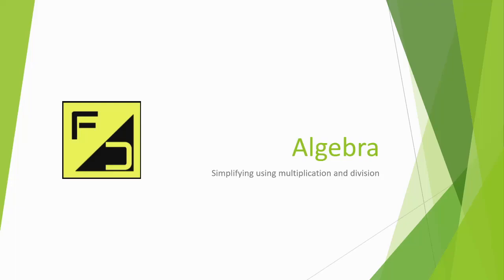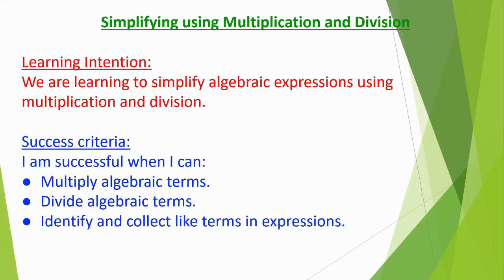Our topic today is algebra, and we are looking at the skill of simplifying an expression using multiplication and division. Now, the learning intention for this lesson is we are learning to simplify algebraic expressions using multiplication and division. And our success criteria is I am successful when I can multiply algebraic terms, divide algebraic terms, and identify and collect like terms in expressions.